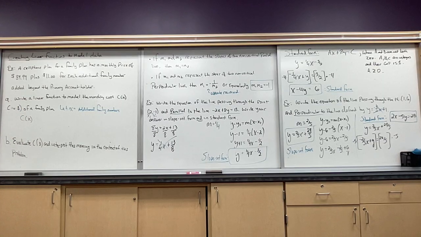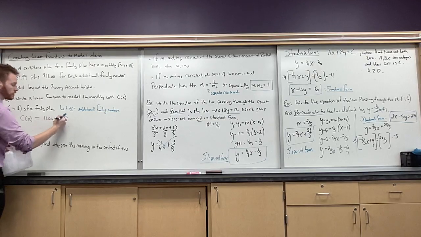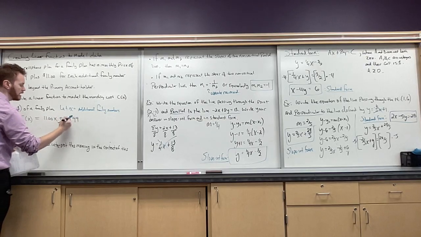So C of X is just what it's going to cost at the end. Well, the one thing that's not changing is this guy. That's a constant rate. But what does change is this guy. So the 11 is going to go with my variable, and it is money, so I should write it as such. So it'd be 11.00x plus the constant rate that's not changing, 89.99 a month.